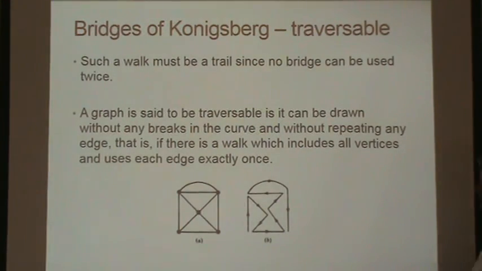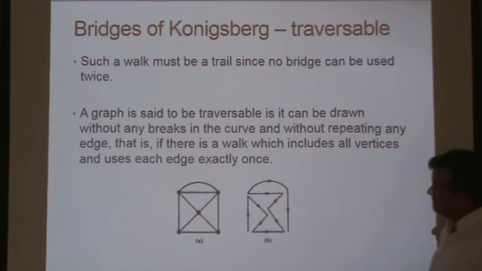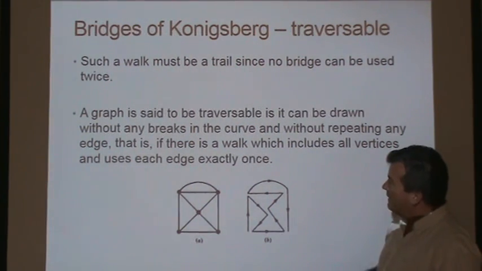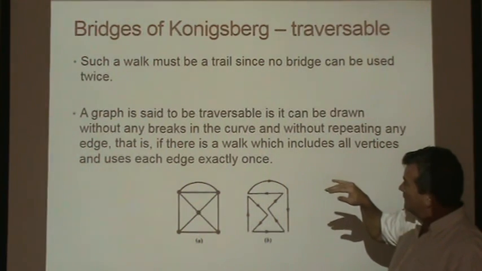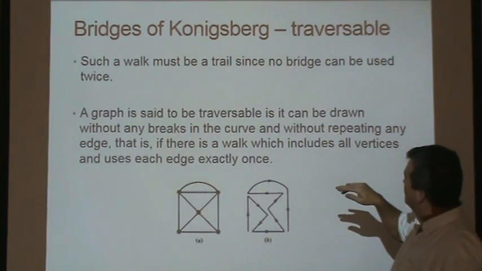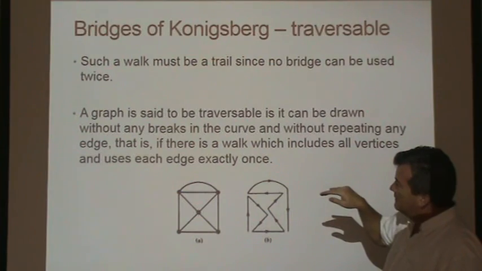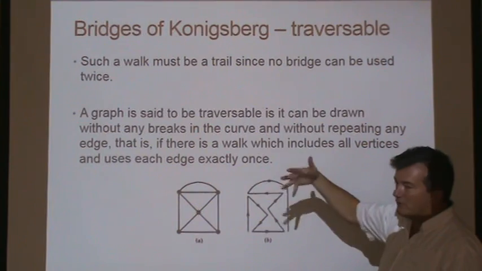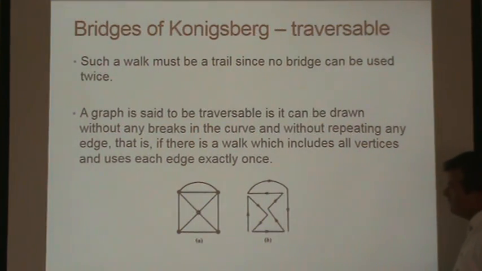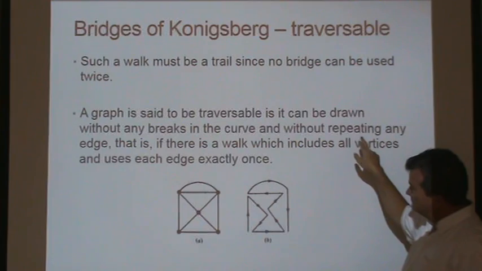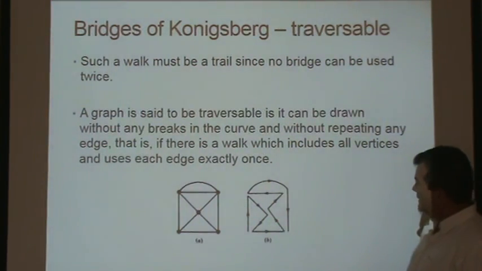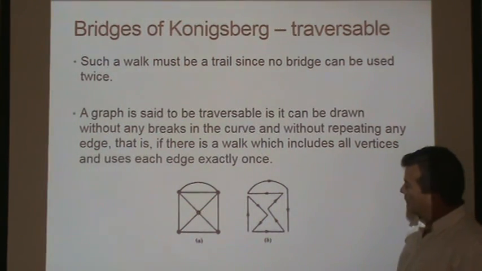Okay, well anyway, continuing on that question, we'll start thinking of some facts about graphs. A traversable walk must be a trail since no bridges can be used twice. So if we were solving that last problem, we would have to find a walk that never uses a bridge twice. A graph is said to be traversable if it can be drawn without any breaks in the curve. So if you could draw it all as one big line without repeating any one of the edges.